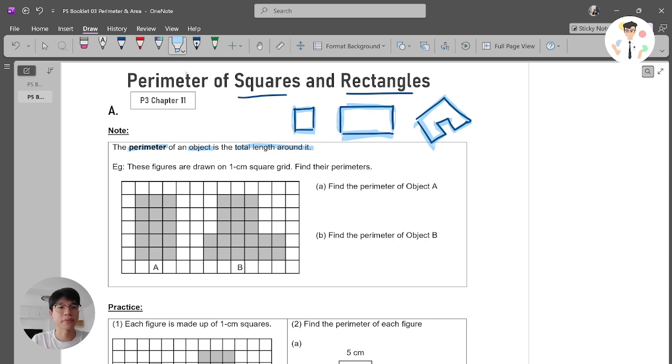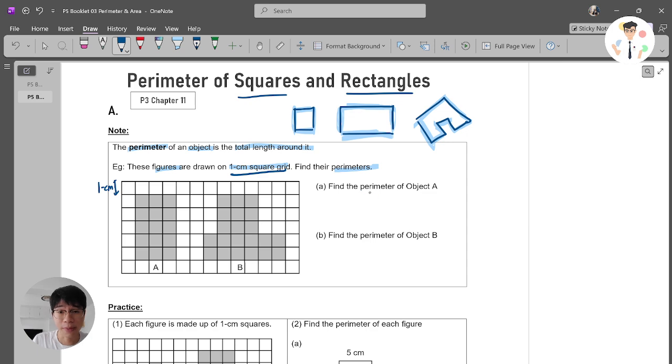Now, let's look at some of the very basic ideas first. As you can see, these figures are drawn on a 1 cm square grid. Find their perimeters. Now, what is this 1 cm square grid? As you can see, this is all square grid, and this 1 cm square grid basically means that this length here is actually 1 cm.